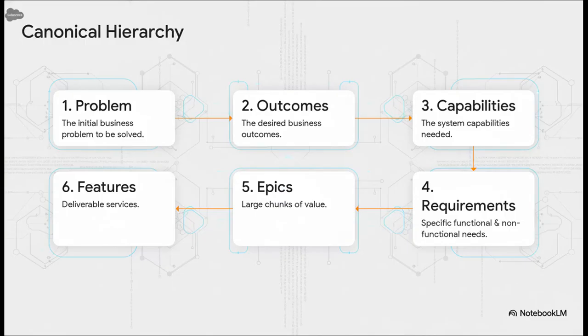And here it is. This is the whole path, the canonical hierarchy. Now, let's walk through this, because every single step is crucial. It all starts at the top with the core problem you're trying to solve. That then defines the business outcomes you're aiming for. From there, you figure out what system capabilities you need to build. This lets you define very specific functional and non-functional requirements, which then get bundled into these large, value-based epics, and are finally sliced into deliverable features. See? Every single step is connected, one to the next.